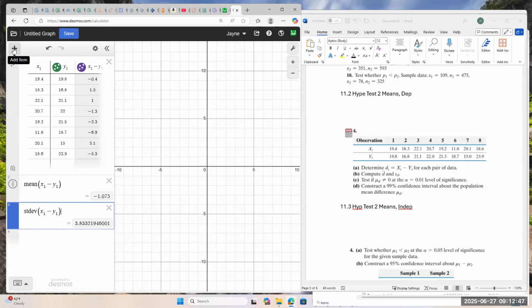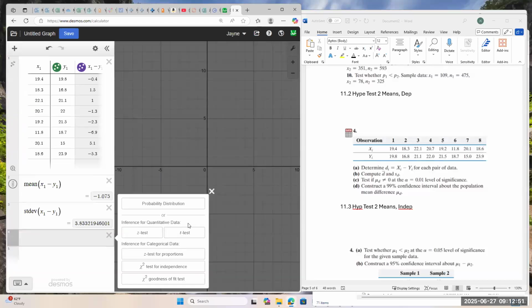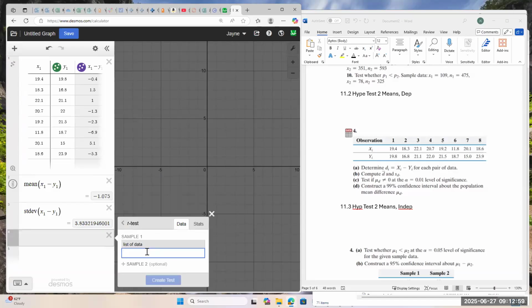And I'm just going to come over here, add an item, and I'm going to add that inference item. And this then would be just a t-test, because now I just have a mean and a standard deviation. And I'm going to do a test on the mean. I'm not using the data because I've calculated the mean and standard deviation.